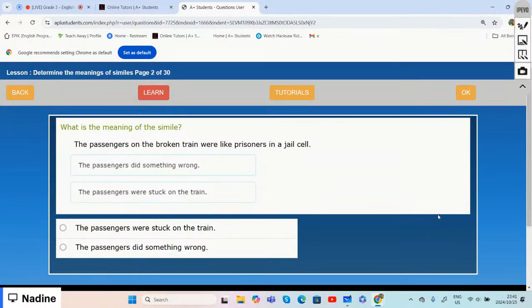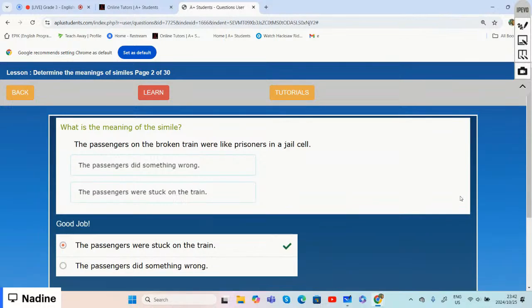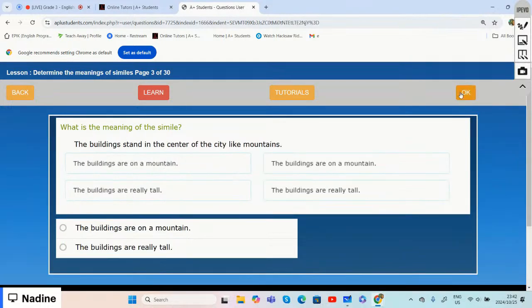We need to choose the correct option. Is it option one, the passengers were stuck on the train, or option two, the passengers did something wrong? They are like prisoners in a jail cell. What does that mean? And option one, yes, is correct.